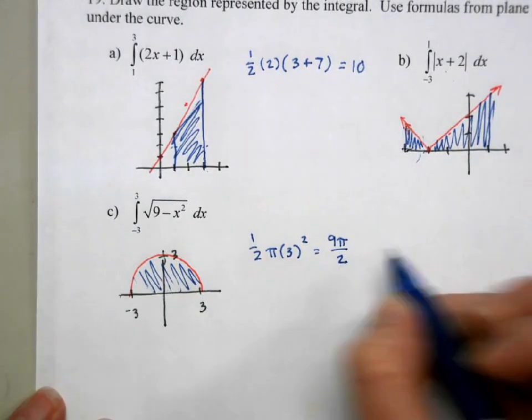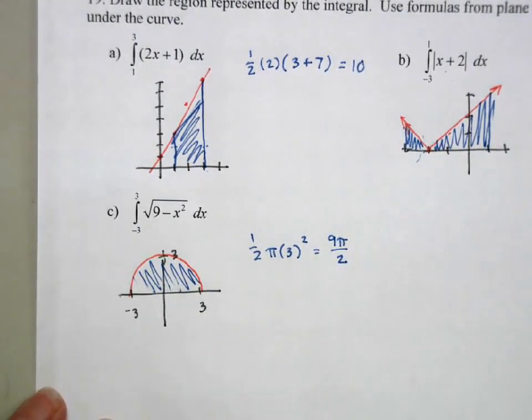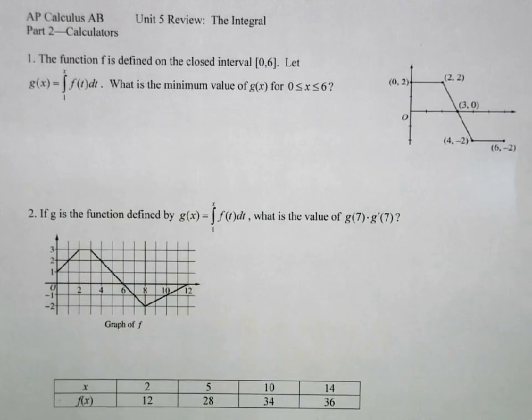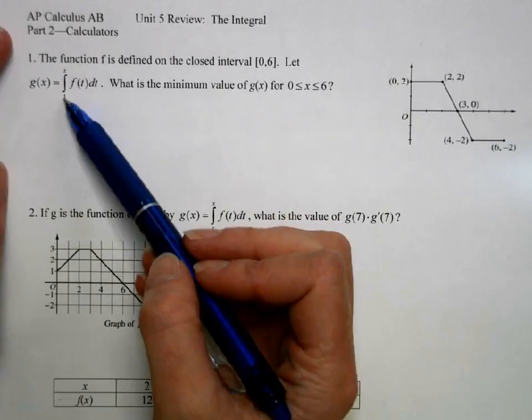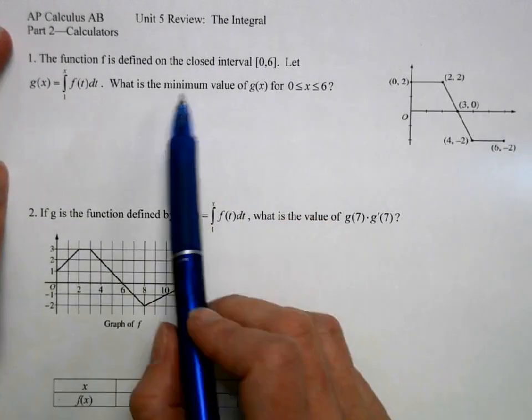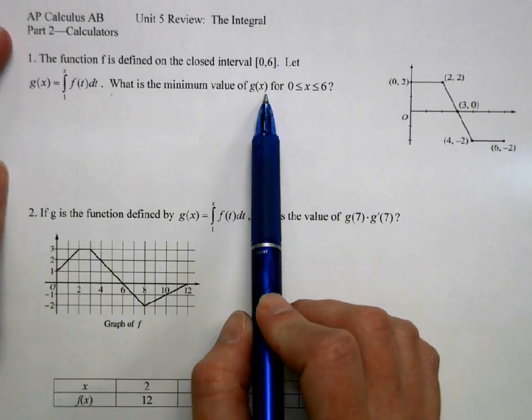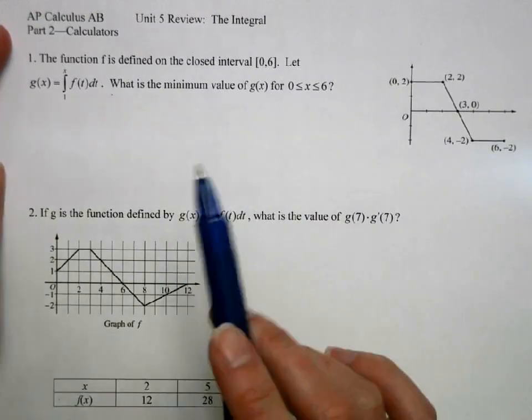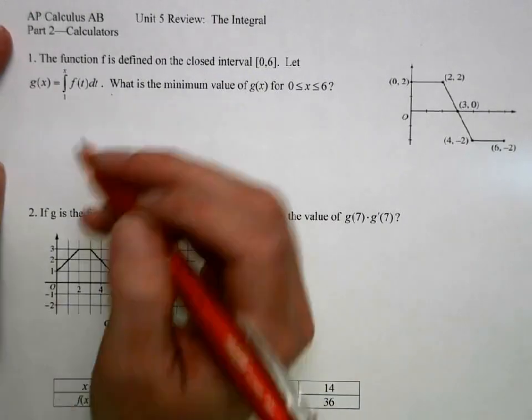Okay, the function f is defined on the interval 0 to 6. Let g of x be the integral from 1 to x of f of t dt. What is the minimum value of g on the closed interval 0 to 6? So I'm going to check my endpoints and I'm going to check my critical points. So my endpoints are going to be 0 and 6.